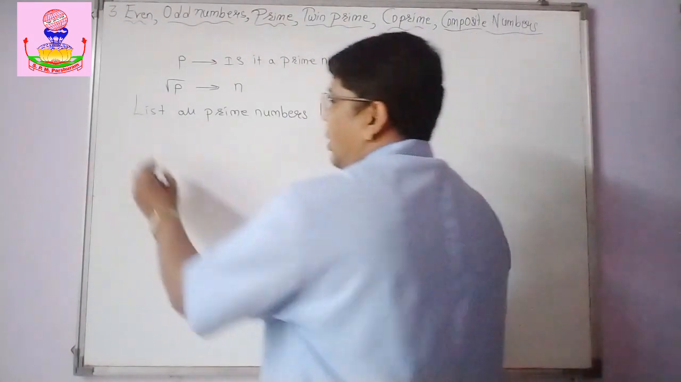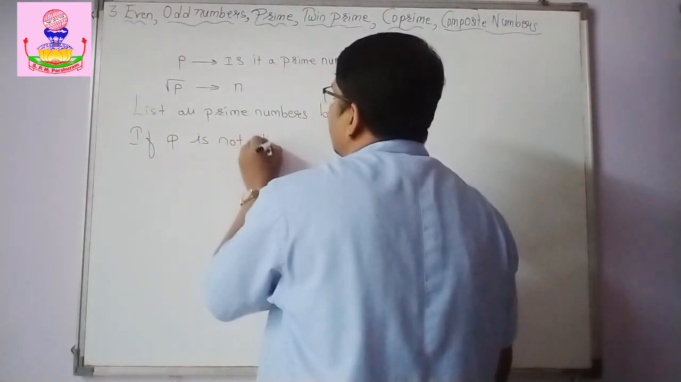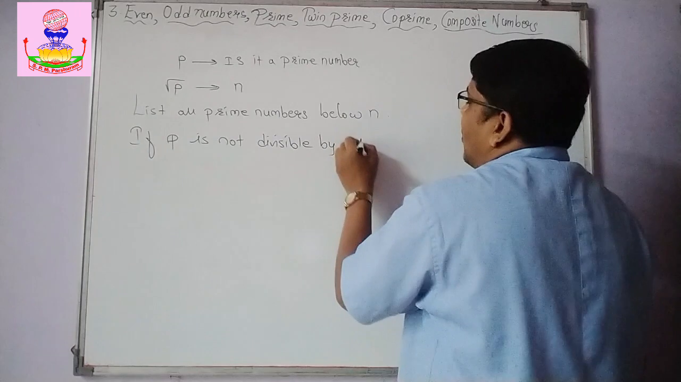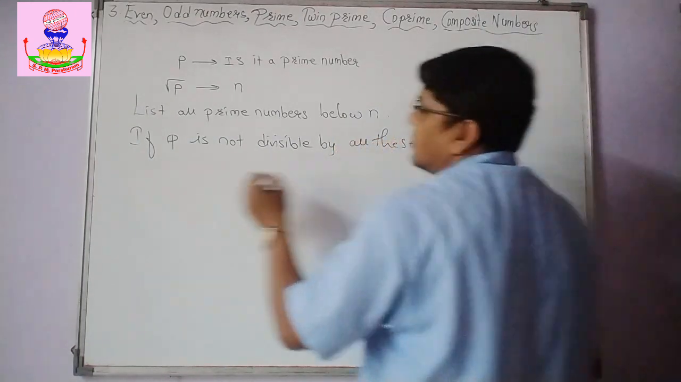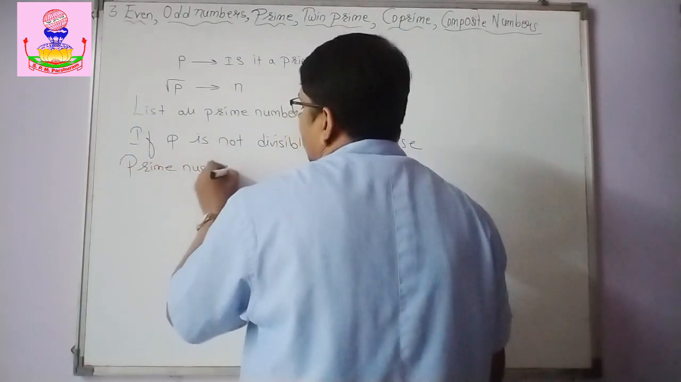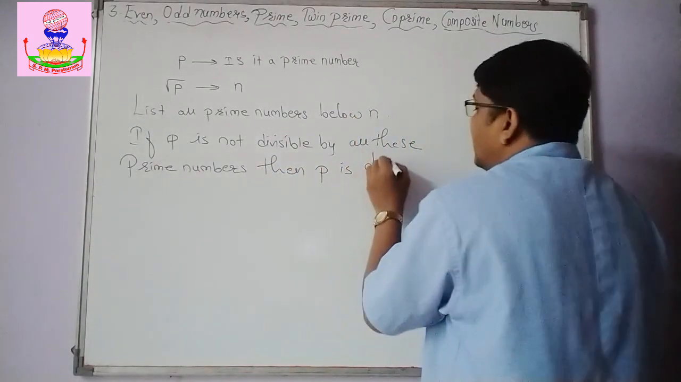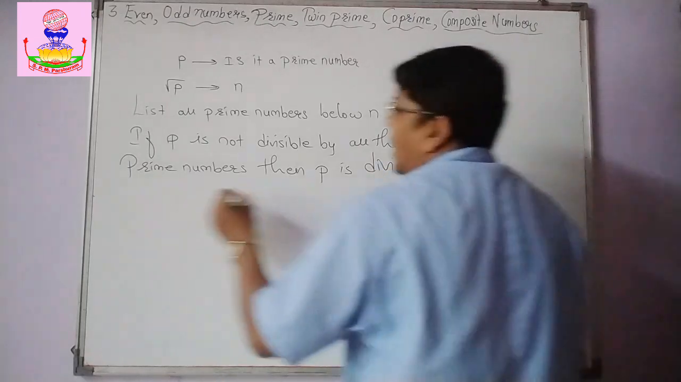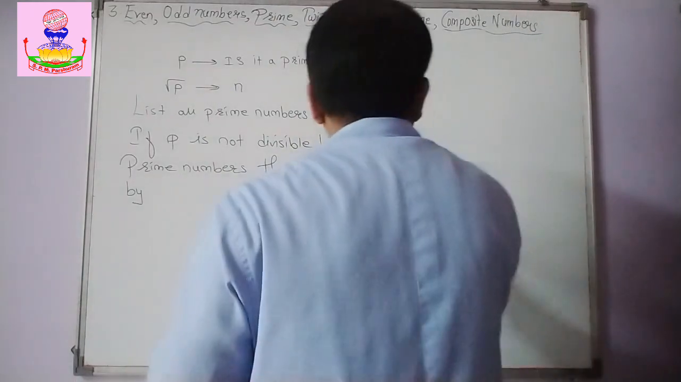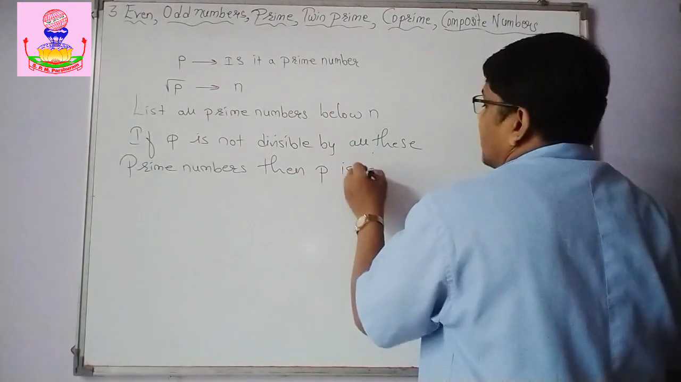What I said, if P is not divisible by all these prime numbers, then P is a prime number.